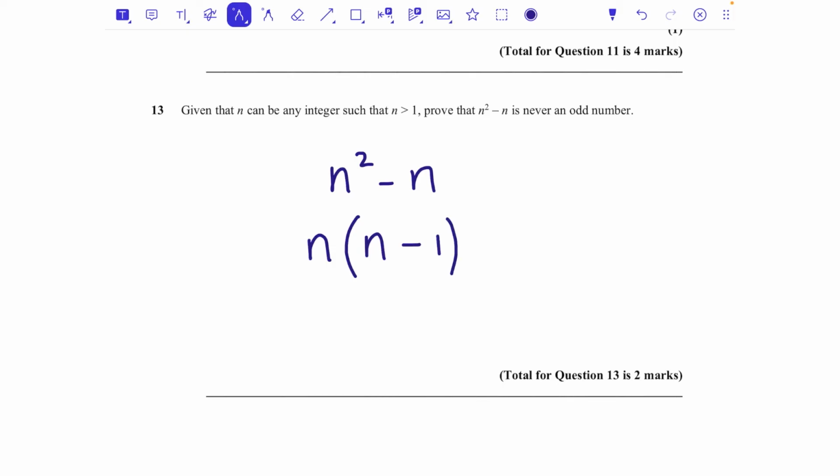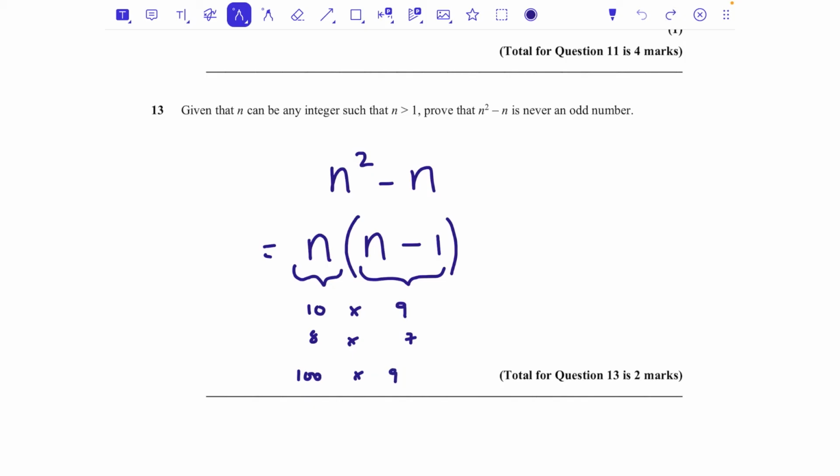And now look how this changes. This is now a number multiplied by the number 1 less than that number. So for example, if n was 10, we would be timesing it by 9, because n minus 1 would be 9. If n was 8, we'd be timesing it by 7. If n was 100, we'd be timesing it by 99.